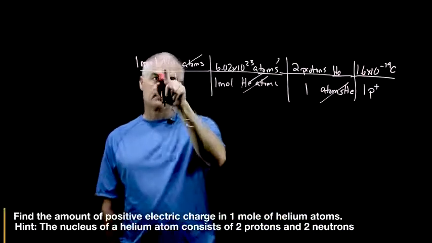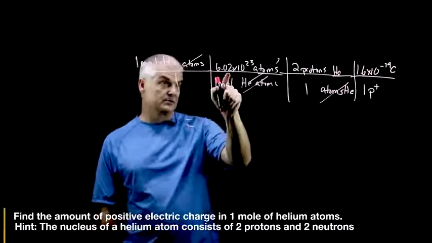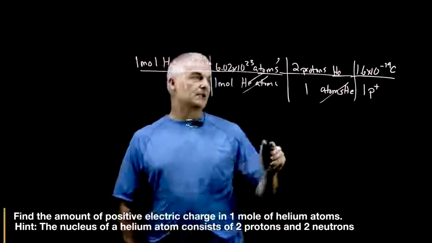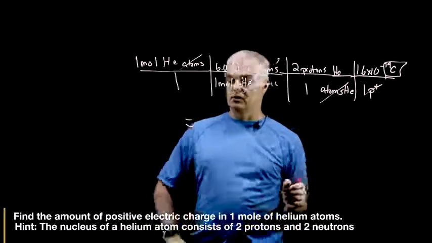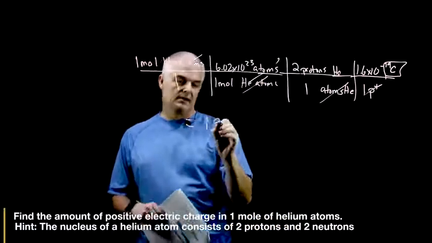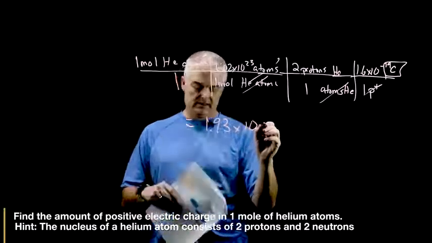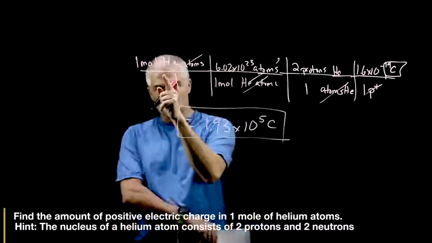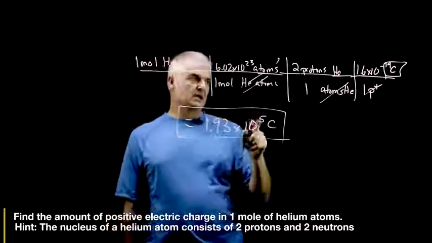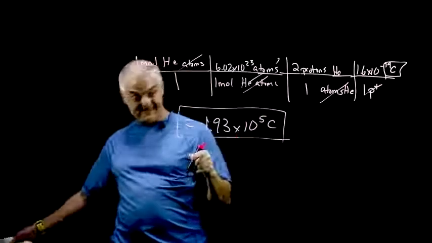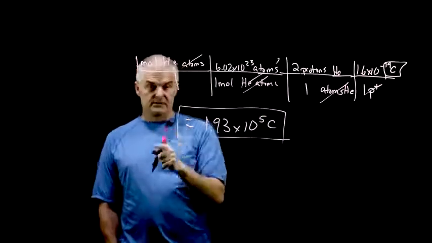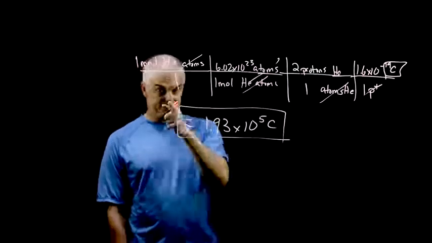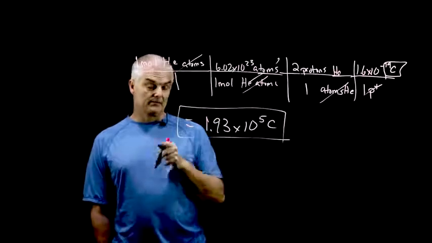Now we get our calculator out. We take 1 times 6.02 times 10 to the 23rd, times 2, times 1.6 times 10 to the minus 19th. And this is going to give us an answer in coulombs. We get 1.93 times 10 to the 5th coulombs. So if you have 1 mole of helium atoms, you have this much positive charge inside the nucleus of the atom. By the way, you have that same charge of electrons that balance each other out. Houston, we've got no problems. We'll see you in class.